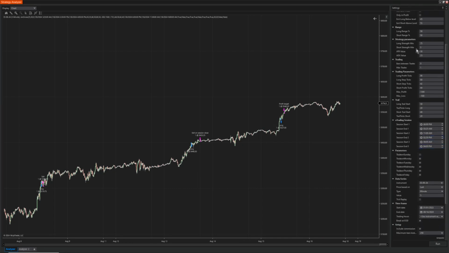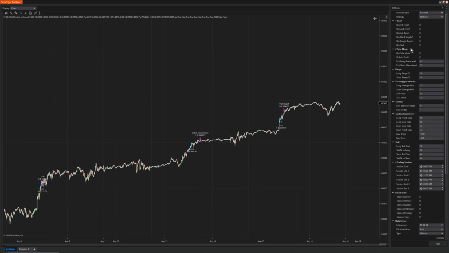So my strategy parameters here are pretty simple. I'm looking at a range. The range is actually for range targets, so I'll look at the last like 100 candles and I'll say, okay, what is the range of the last 100 candles? And I want to target half of that range from a profit target and stop loss.